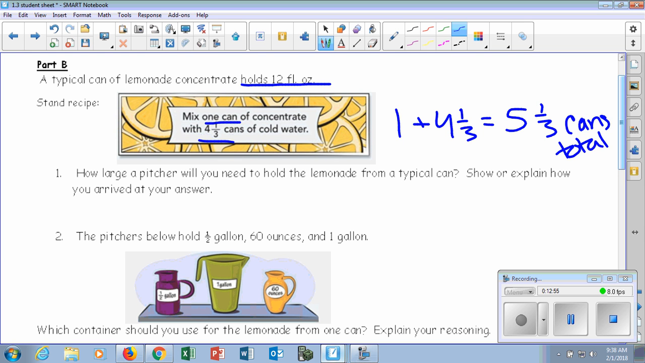So now they're asking us the same question. How large a pitcher will you need to hold the lemonade for a typical can? Well, there's the formula for my typical can. They stated that that's what I'm going to use. A total of 5 1/3 cans. So Robert, what am I going to do? 12 times 5 1/3. Exactly. And why did you do that?